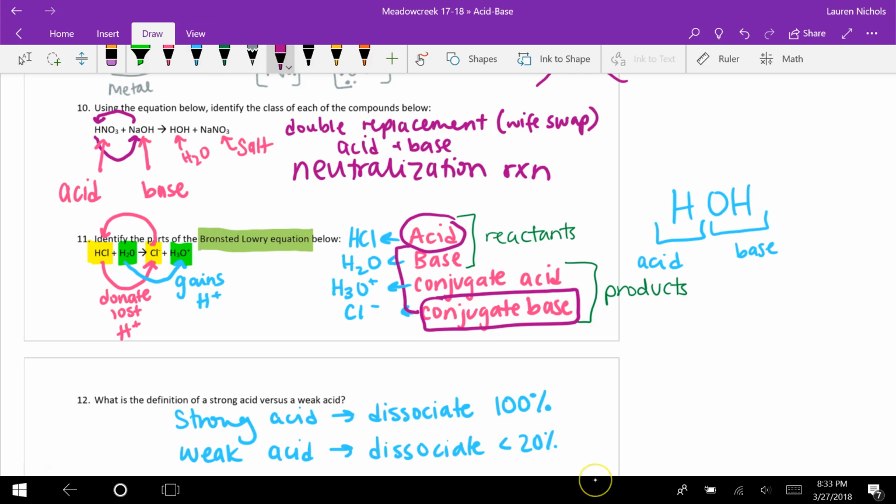Now, the key thing with this is we measure it with a conductivity meter, because in order to complete the circuit and light up the light bulb on a conductivity meter, you have to have ions to transport the electricity, which is just free-flowing electrons. And so a strong acid will have a very bright light on the light bulb of a conductivity meter, and a weak acid will be very dim because it doesn't have as many ions with which to conduct the electricity.